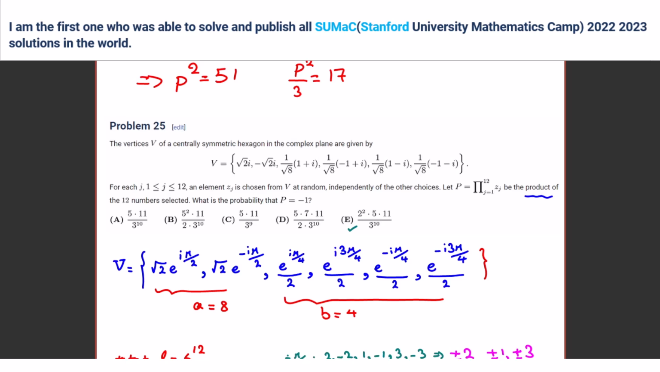Okay, so when you see a product, you should consider polar form. E to the what? The length is what? It can be useful in 90% of the cases. So, what's your next question?